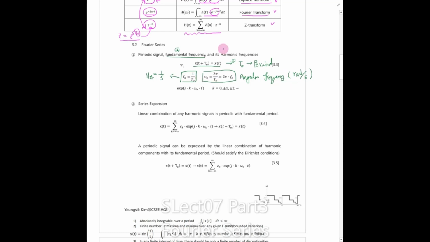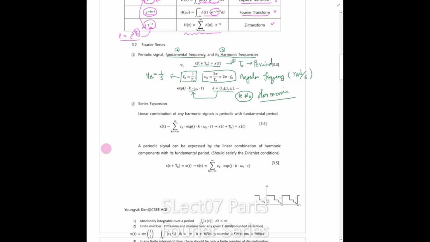Now the last one is harmonic frequency. Harmonic frequency is k times omega 0. This is called harmonic frequency, and k takes positive and negative integer values. So k times omega 0 is called harmonic frequencies. You need to know these terms: what the fundamental frequency is and what the harmonic frequency is.